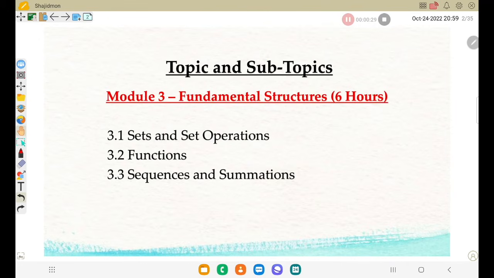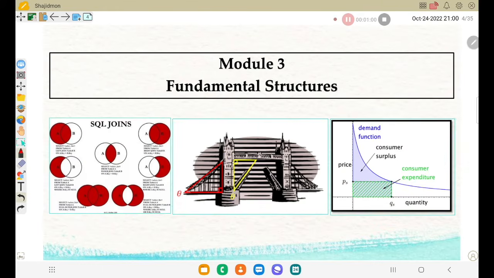Okay, so let's start. First we will see what are the topic and subtopics from this module. Module 3 is fundamental structures. First section, sets and set operations, second section, functions, and third section, sequences and summations. So these are the three sections in this module. Let's start the first section, 3.1, sets and set operations.